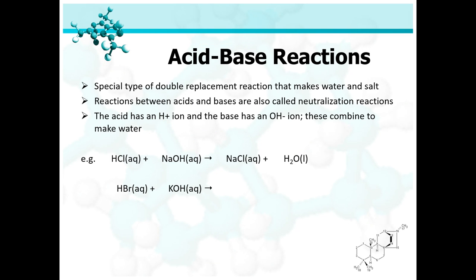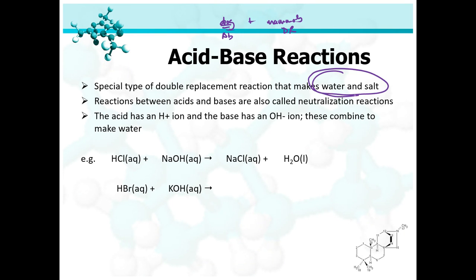So there are some kinds of double replacement reactions that are specifically acid-base reactions. Not all double replacement reactions are acid-base. It's kind of like dogs and mammals, right? All dogs are mammals, but not all mammals are dogs. All acid-base reactions are double replacement reactions, but not all double replacement reactions are acid-base reactions. So anyhow, acid-base reactions are one special kind of double replacement reaction.